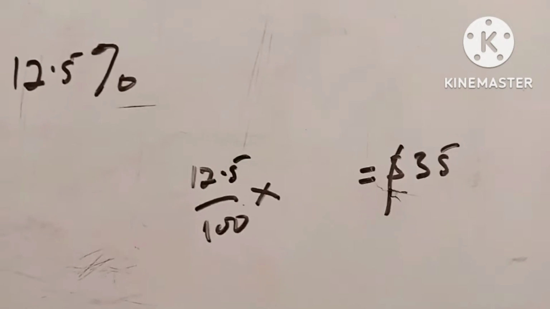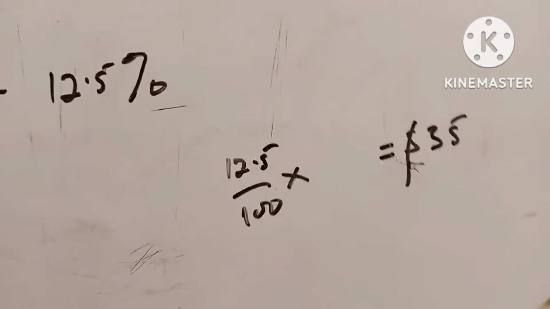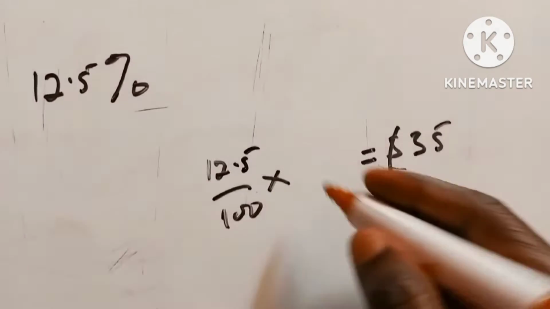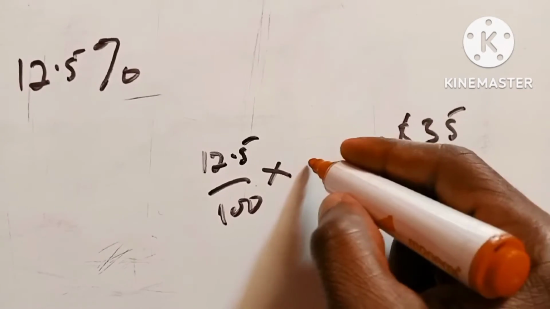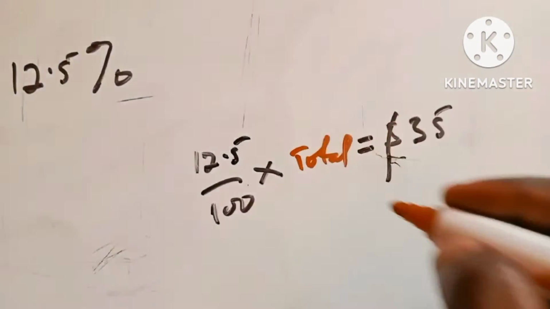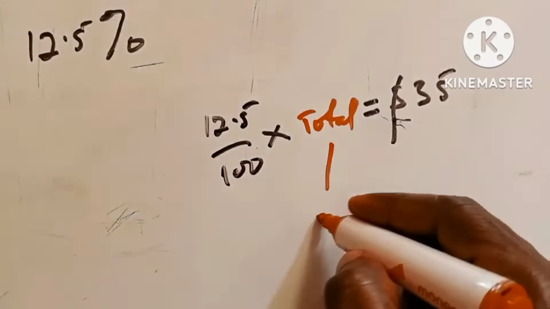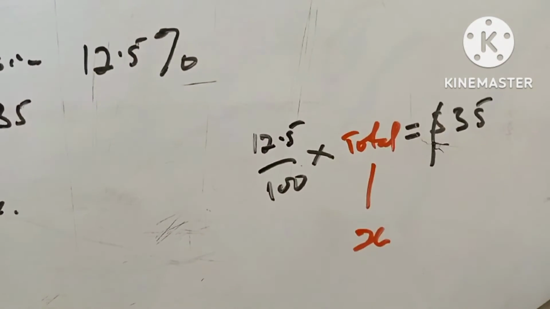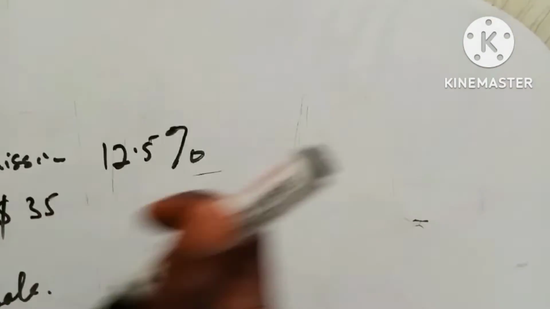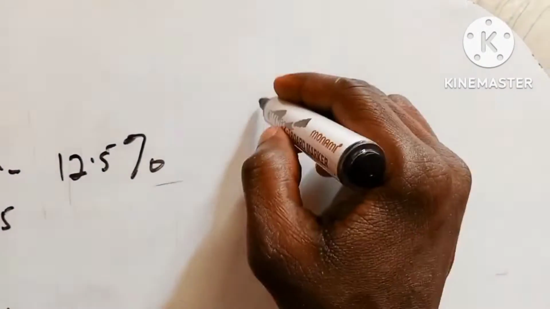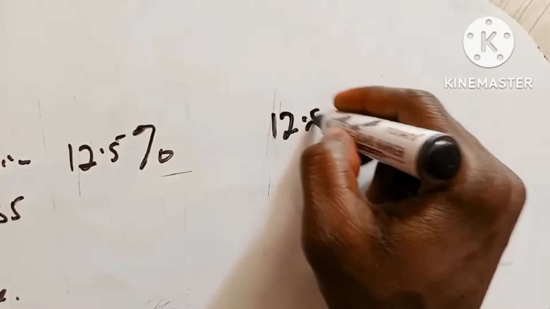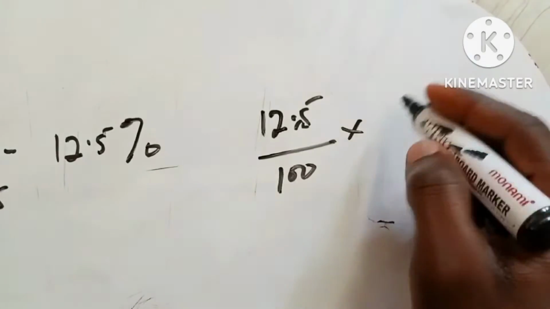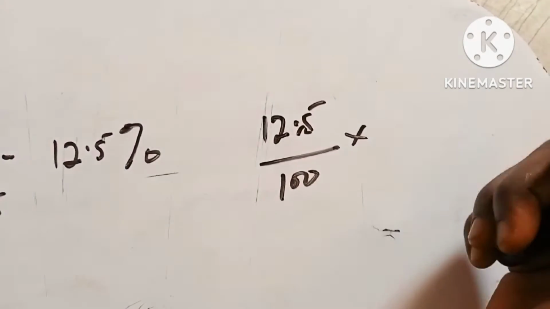This one is missing. So once something is missing, what do you do in mathematics? We know already that in mathematics, if anything is missing, you replace it with a variable. What is missing here? That's the total. So we are going to replace it with a variable, and we are just calling that variable x. So here's the laydown procedure: we have 12.5 on 100, and then multiply by the total, which we are calling x here.